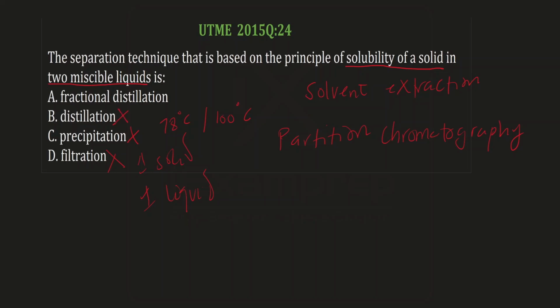Now we are left with fractional distillation, which seems to be the best answer. Fractional distillation is used to separate more than two components that have different boiling points and they are miscible. So fractional distillation will be the best answer here because we have a single solid in two miscible liquids. So the correct option is fractional distillation.